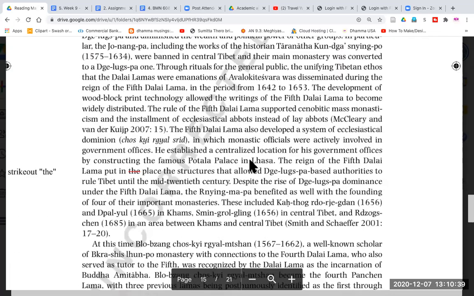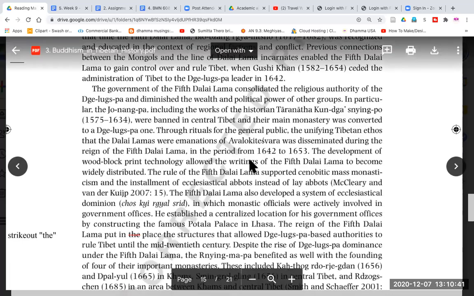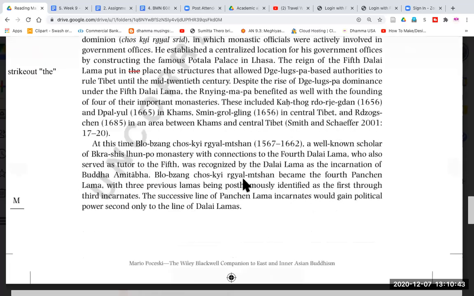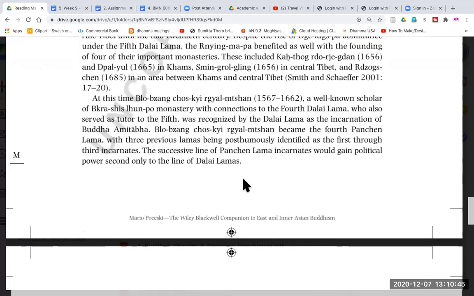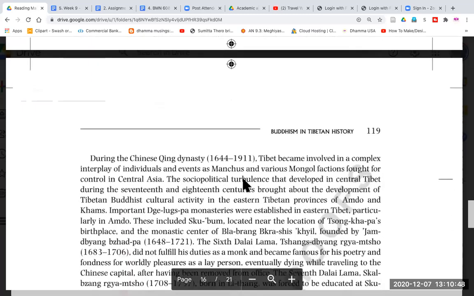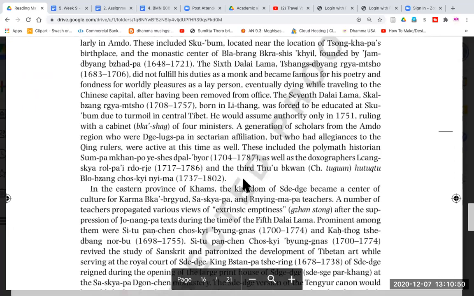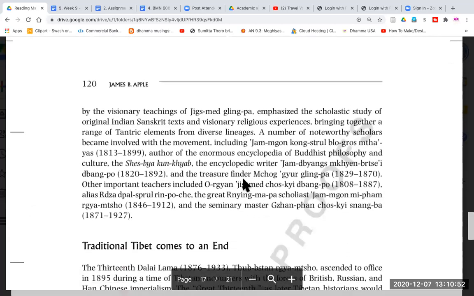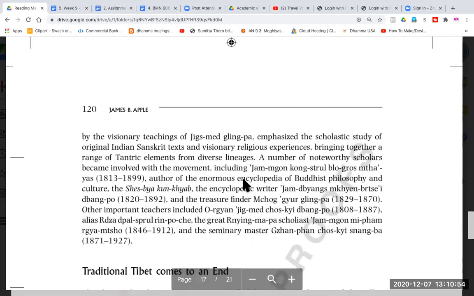Which Dalai Lama do we have now? The 14th Dalai Lama, right? Okay, great. The Dalai Lama is from which tradition, which school? We have four schools, right? Gelugpa, right?